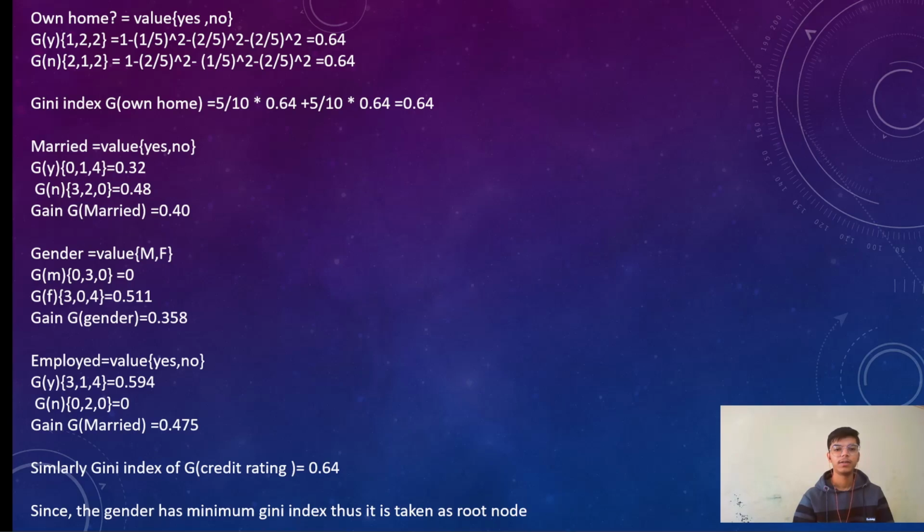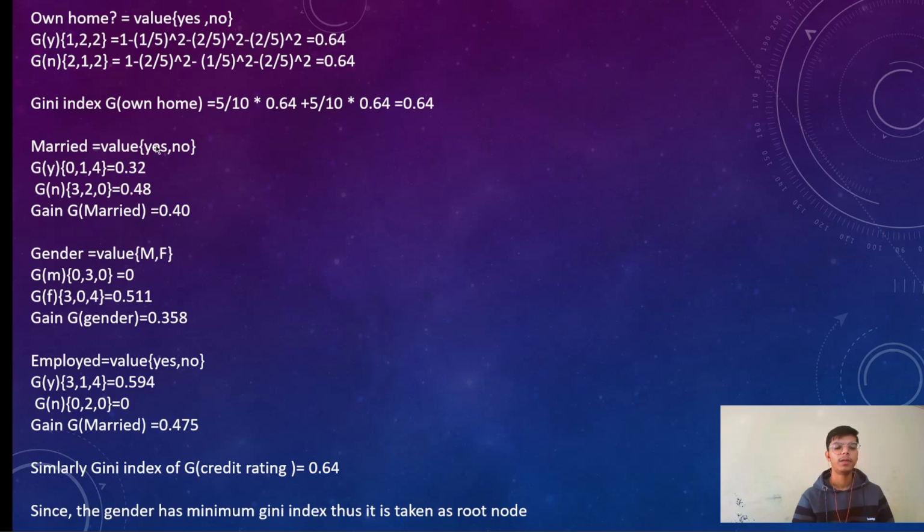Now we have to solve this again using the Gini index approach. First we are going to find the Gini index for own home. Own home has two values, yes and no. So we will find the Gini index for the respective yes and no values, which are 0.64 and 0.64. So the Gini index of the own home attribute will be 0.64 as well.